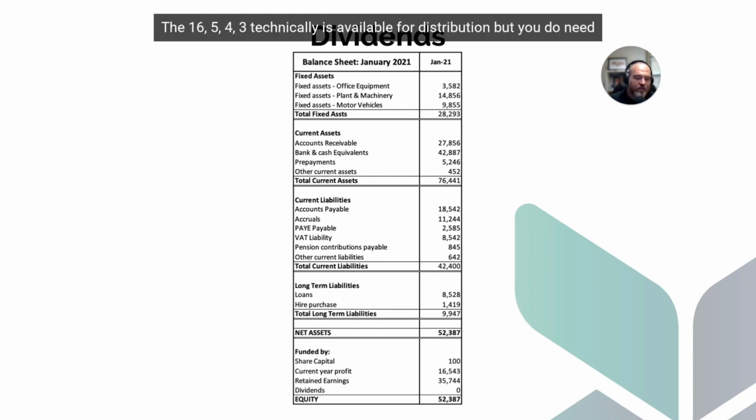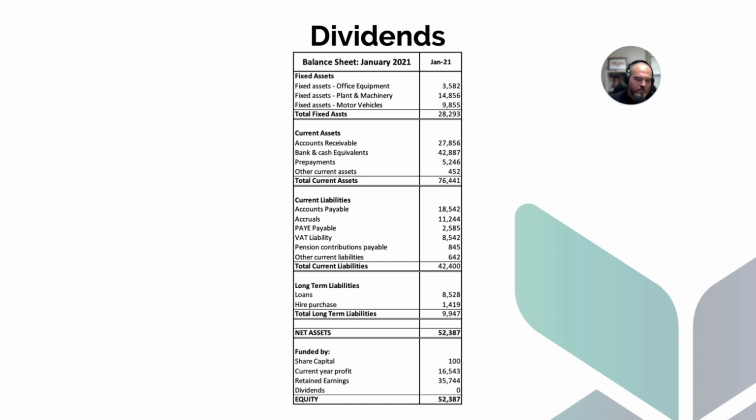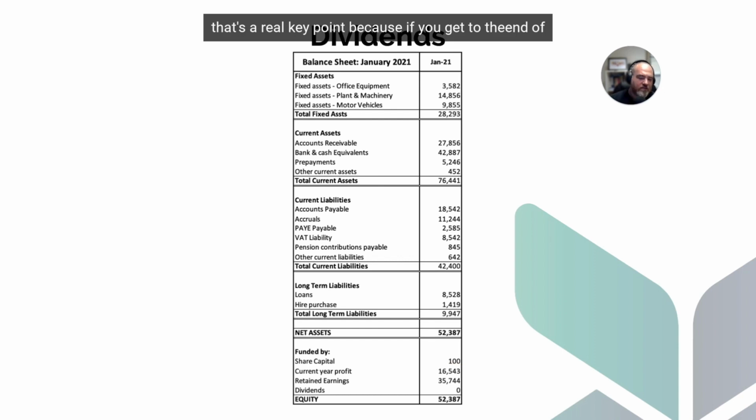The 16,543 technically is available for distribution, but you do need to be mindful that you may not make a profit this year. Just because you've done well in January doesn't mean that you're going to end up with a profit for the end of the year. And that's a real key point, because if you get to the end of the year and you end up making a loss, then not only will that 16,543 not be available, but the 35,744 might not be available either.